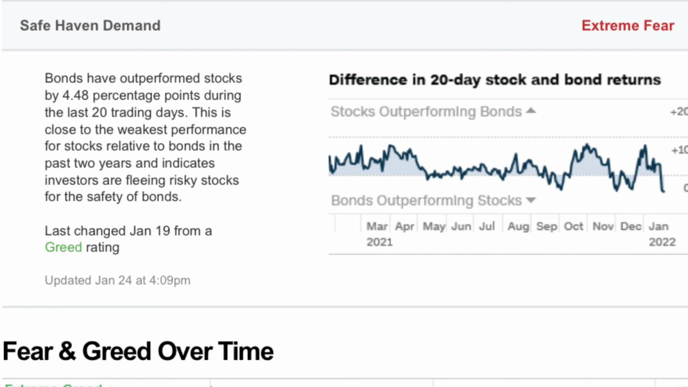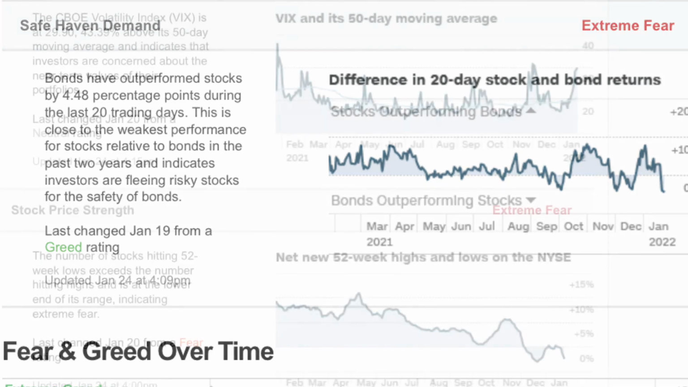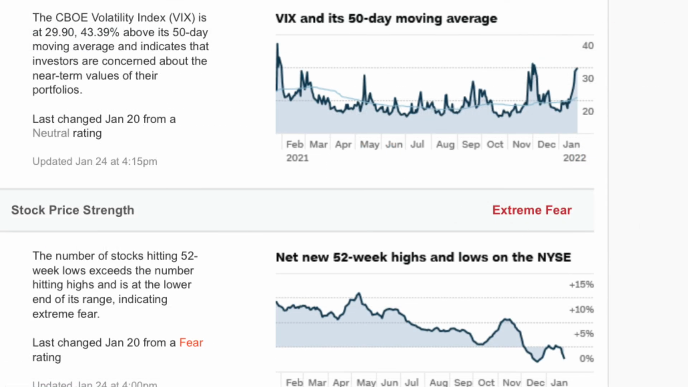You could also find out where the smart money is lying, such as bonds, such as the safe haven demand, where bonds have outperformed stocks by 4% during the last 20 trading days. That's just showing you that bonds is a safe haven right now instead of stocks. So it's volatility in the market, and bonds are much safer for some people or the smart money. Once again, this is a lazy man or woman's way of seeing the charts.